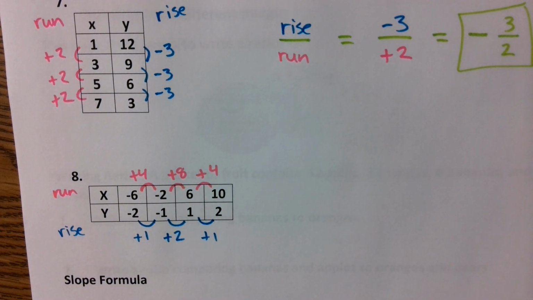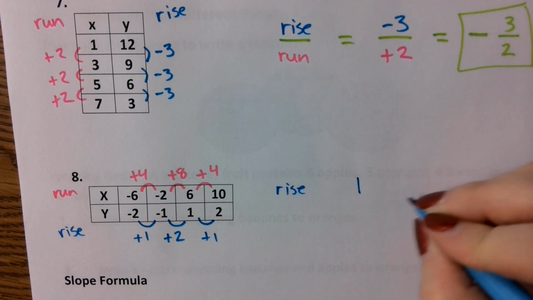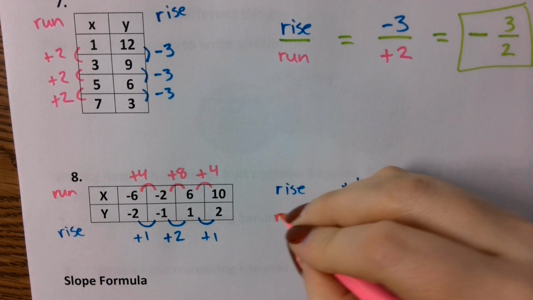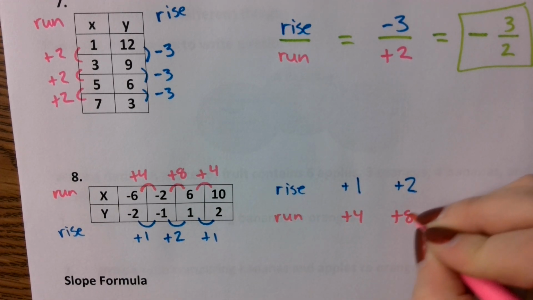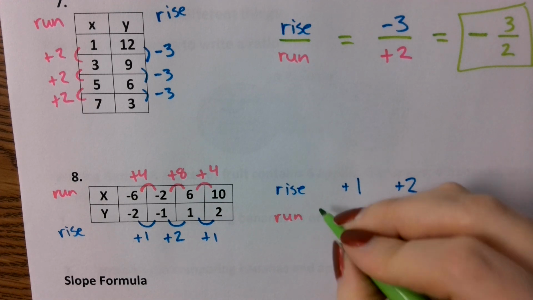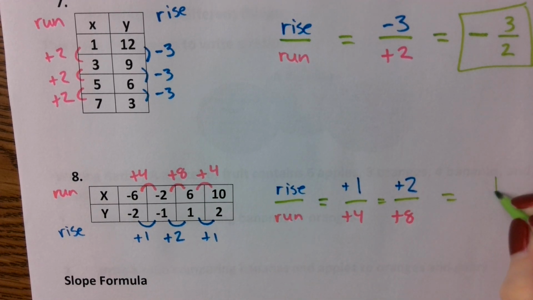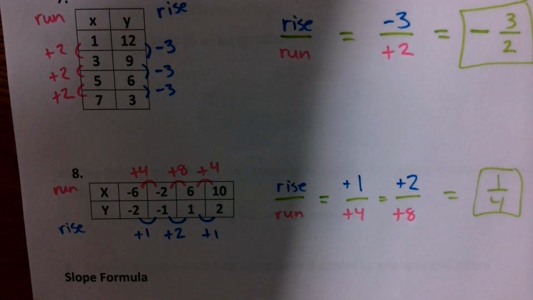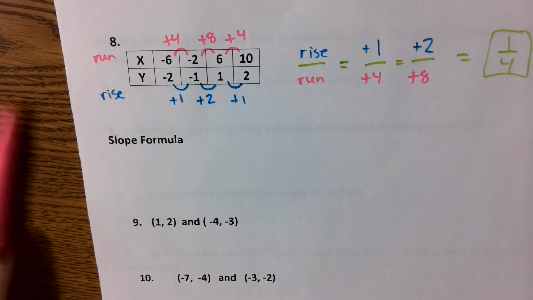So again, when we're looking at our rise values, we had a 1, but we also had a 2. When we look at our run values, we had a +4, but we also had a +8. Those all are going to simplify to the exact same value of just 1/4. So there is your slope, 1/4. Okay, do not switch it. Be careful. All right, now slope formula.